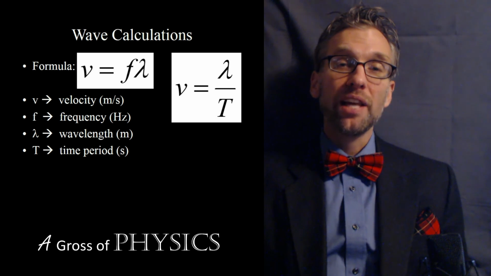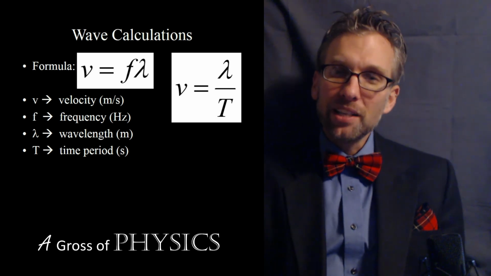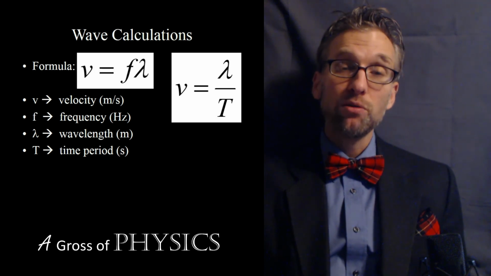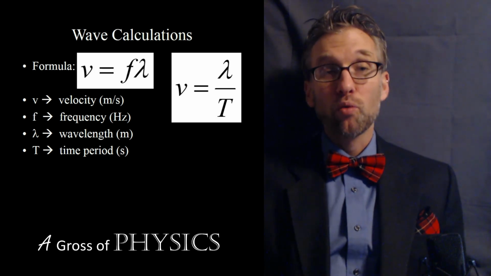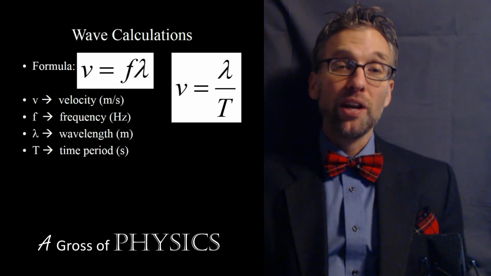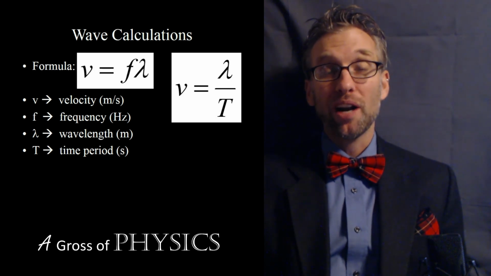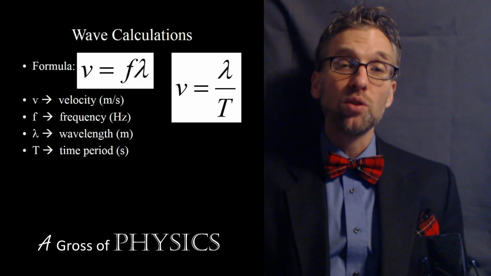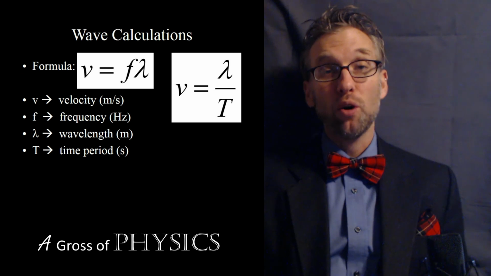Now, if you look at V equals lambda over T, basically that's the same equation as V equals D over T. But since we're talking about waves, we have a special way that we write the distance traveled by a wave, and that's lambda. And we have a different way to write the time it takes for a wave to make one oscillation, and that's time period.